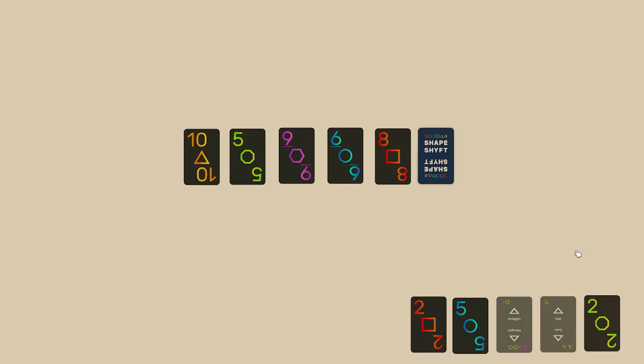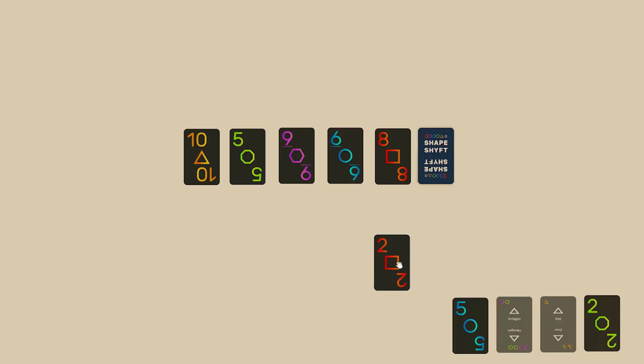There are 2 things a player can do on their turn. They can replace a shape card in the public area with a new shape card from their hand, or they can attach a shift card to a shape card in the public area. Let's go over first how to replace a shape card. Let's take the 2 here. Now we can replace a shape card in the public area as long as it's the same shape as the one you're planning on replacing it with.